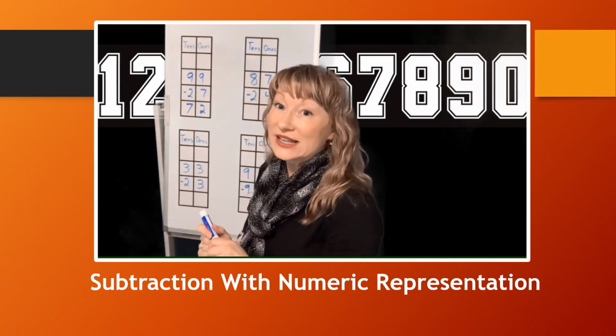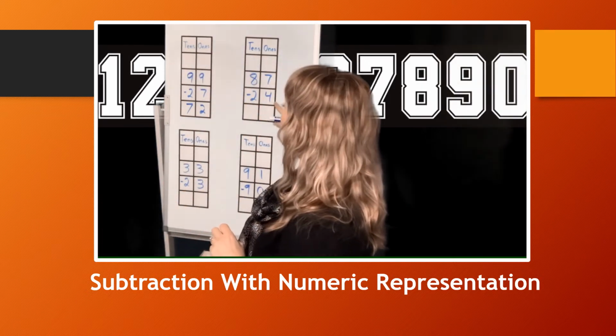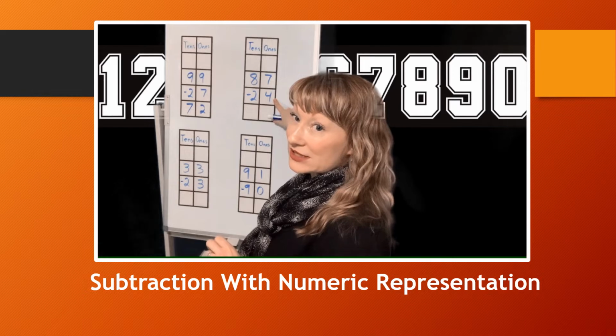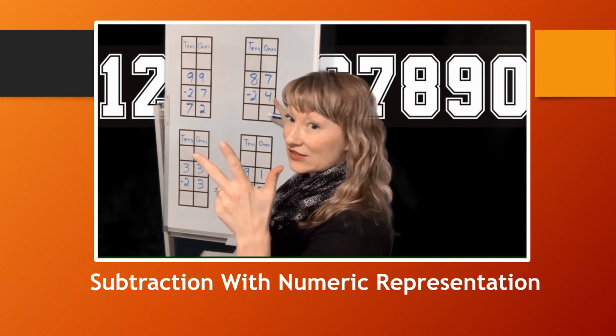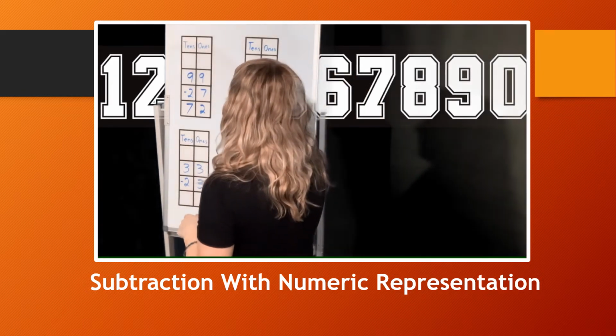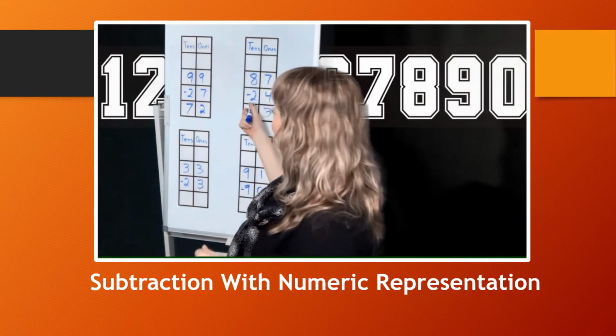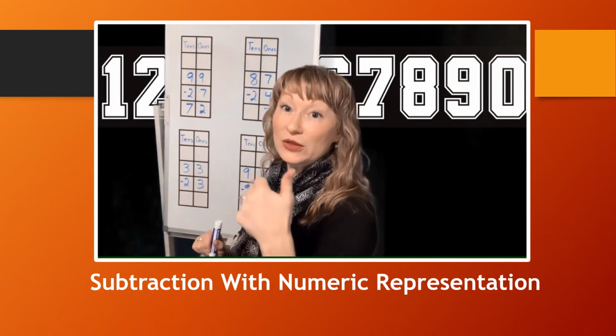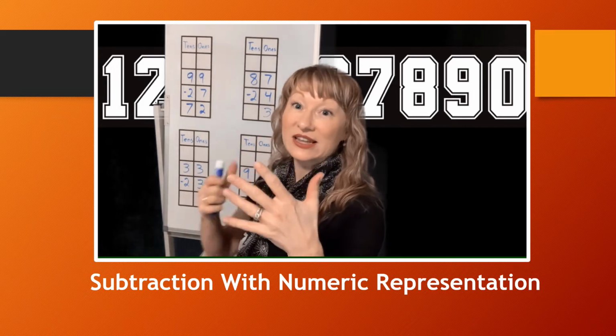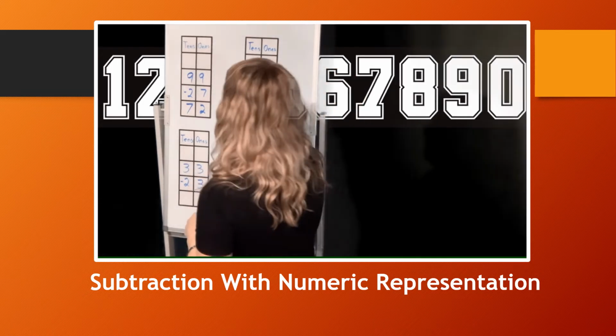Total answer is 72. This one, students would start at the 4 and count up to the 7. So 4, 5, 6, 7, 3 is your answer. Start at the 2, count up to 8. 2, 3, 4, 5, 6, 7, 8. 6 is your answer.